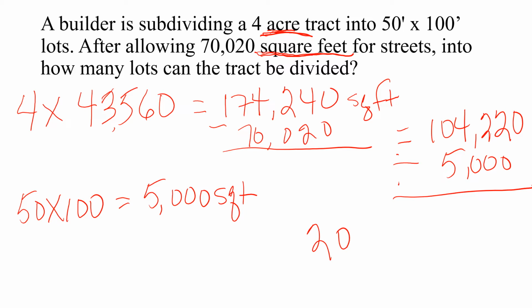If that number had been like 19.2, well then it's only 19 lots because there's not enough. Even if it was 19.8, I can't round that up because there's not that land there. I'd have to round it down. So we get 20 lots.